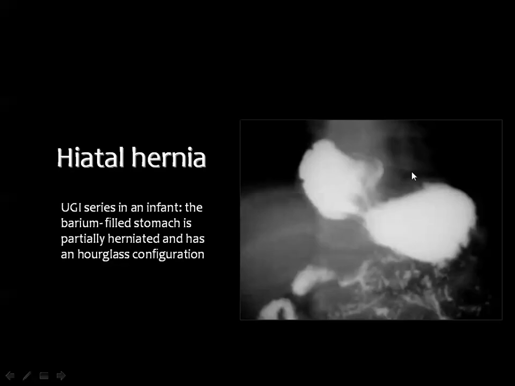Hiatus hernia can be seen in infants and children as also in adults. The same applies for both, and the diagnosis depends on the detection of a part of the stomach above the diaphragm, either with the gastroesophageal junction under the diaphragm and part of the stomach above the diaphragm, and this is known as the paraesophageal or rolling hiatus hernia. But when the gastroesophageal junction and the part of the stomach are above the diaphragm, this is known as a sliding hiatus hernia.